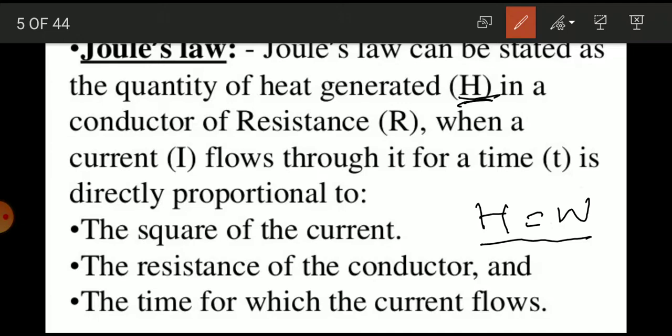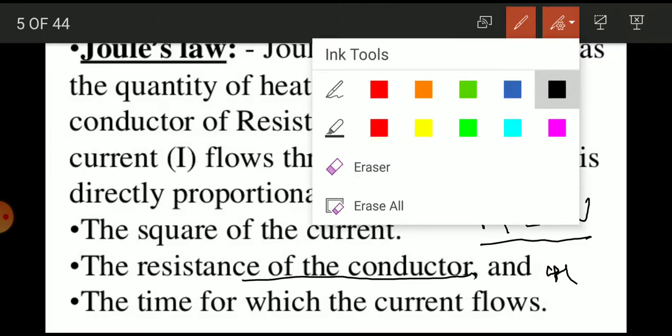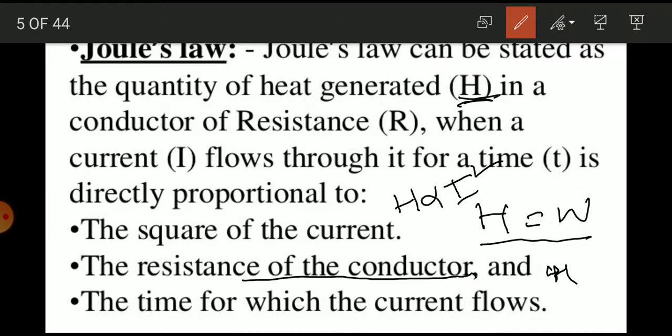In a conductor of resistance R, when a current I flows through it for a time t, H is directly proportional to the square of current. H is directly proportional to the resistance, and H, which means W, is directly proportional to the time for which the current is flowing.